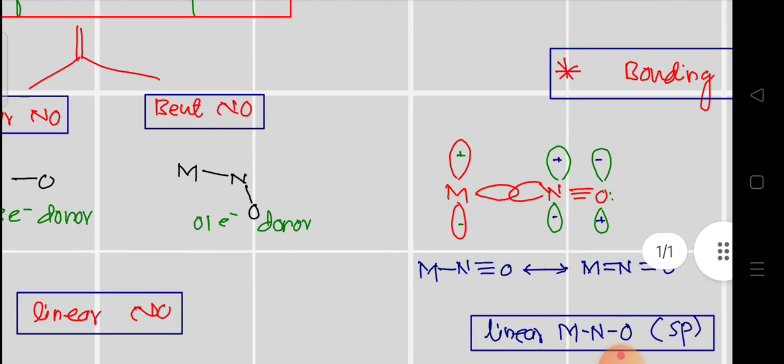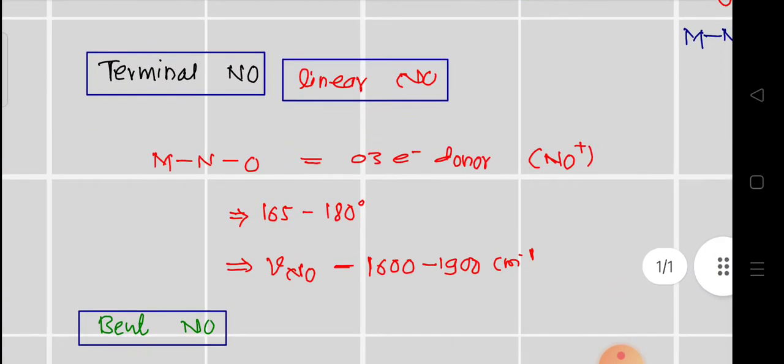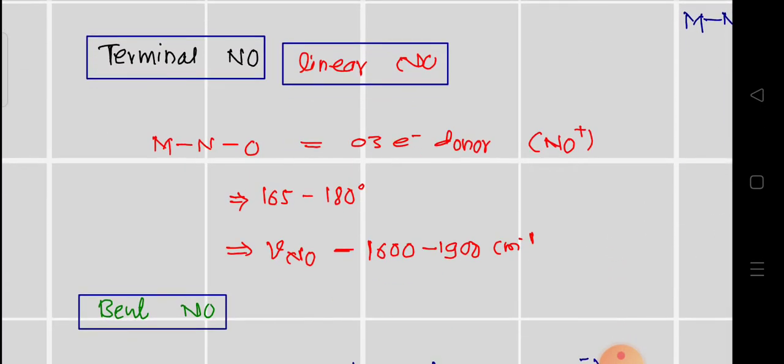Okay, and we will also see the bonding here. These are the examples of linear now. First we will compare linear. Linear NO means it is a 3 electron donor. The angle between metal, nitrogen and oxygen is 165 to 180, and the vibrational frequency is in the region of 1600 to 1900 per centimeter. So these are the 3 parameters particularly for terminal or linear NO.